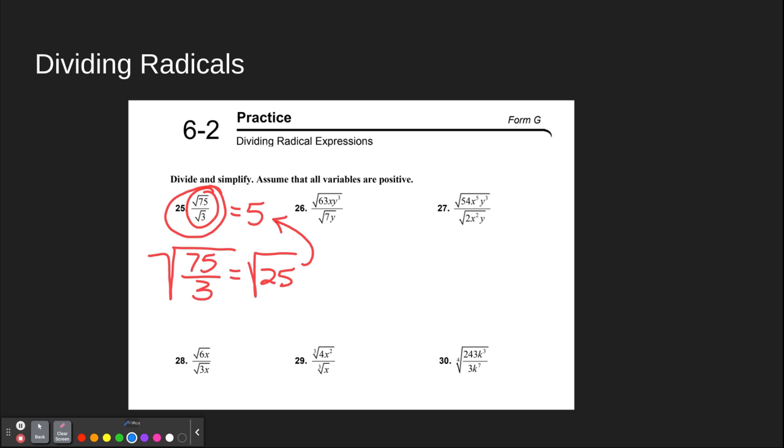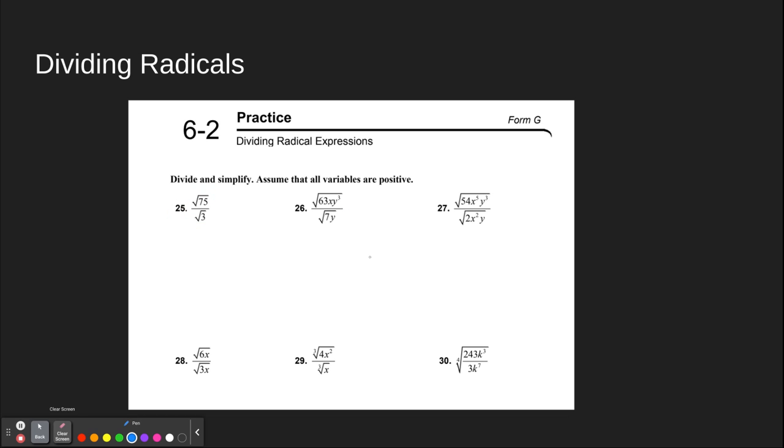How does that apply to the second one? Well, 63 divided by 7 is just 9. And then we still have an x. Y cubed divided by y to the first, that's y squared. So we can simplify that. What's the square root of 9? It's 3. What's the square root of y squared? It's y. And the x remains. So that's how you're going to do that one.